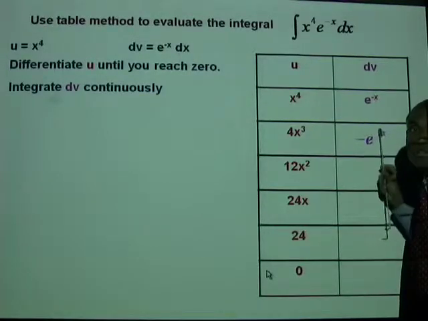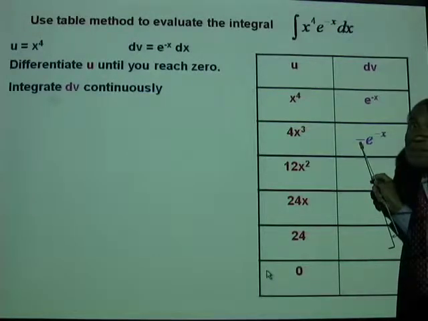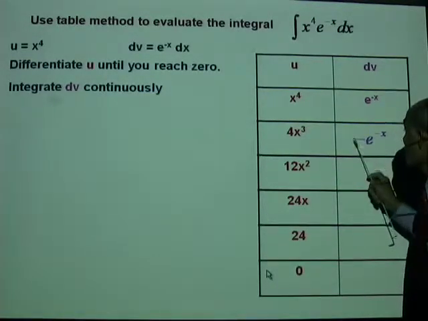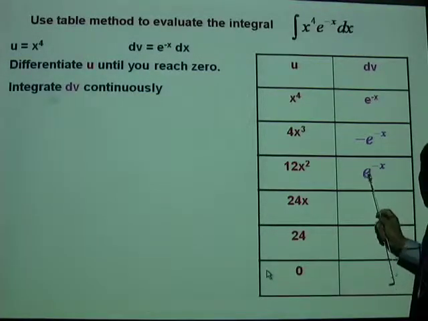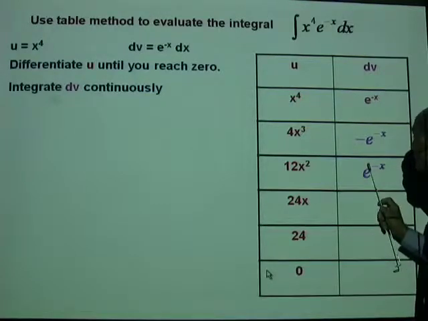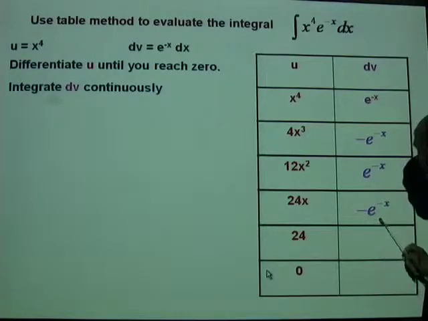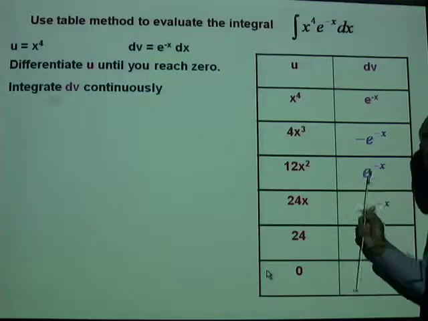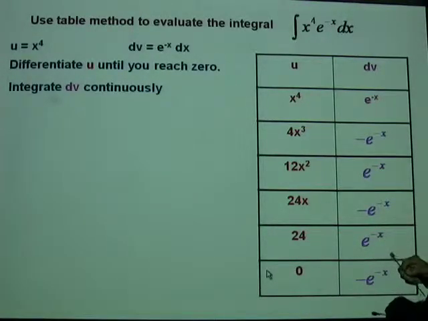Now remember, integrating will produce a negative, and that negative and this negative will make it positive. So the integral of this will give you positive e to the power of negative x. And integrating this will give you negative e to the power of negative x. And integrating that will give you positive e to the power of negative x. So how beautifully it rolls over. And finally, the integral of e to the power of negative x is negative e to the power of negative x.